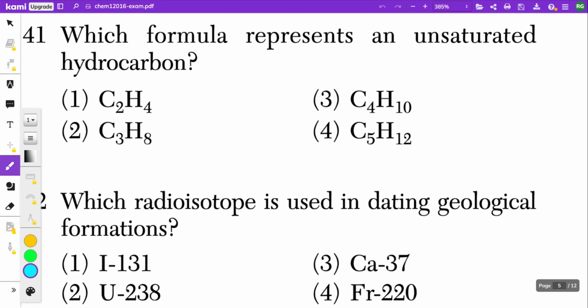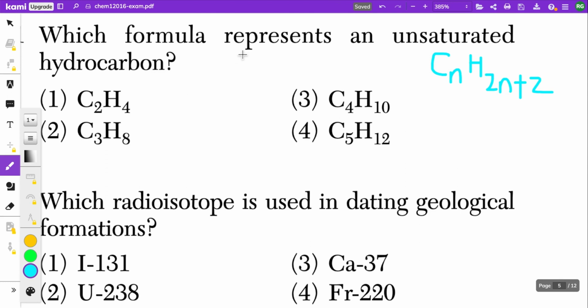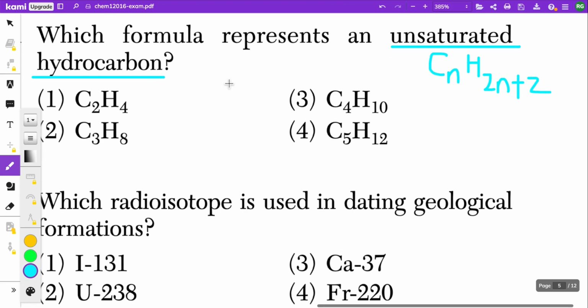Okay, so let's see. Does our hydrocarbon follow CnH2n+2? Does our hydrocarbon follow this formula? If it does, then we know it can't be an answer because we're looking for an unsaturated hydrocarbon. The only type of saturated hydrocarbon in our reference guide is an alkane, and this is the formula for the alkane. So we're trying to look for something that's not following this formula.